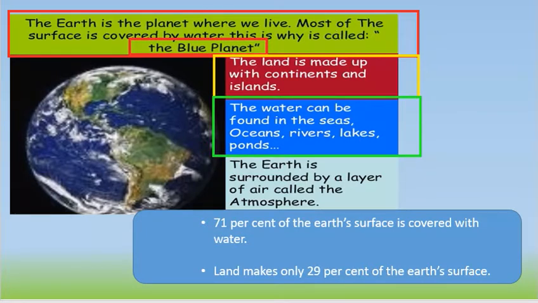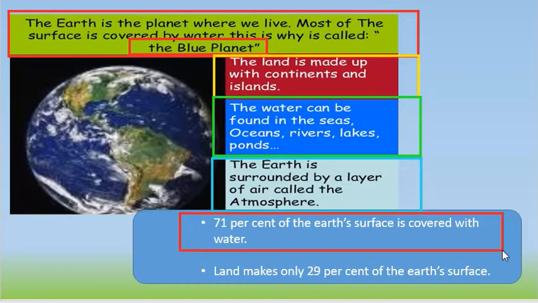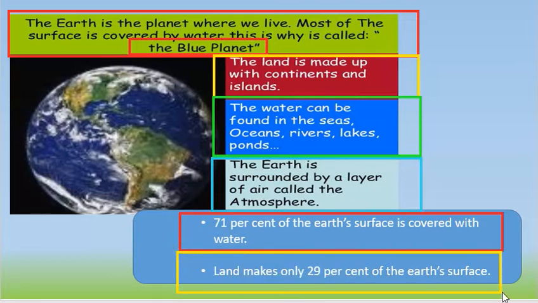The earth is surrounded by a layer of air called the atmosphere. We know 71% of the earth's surface is covered with water. Land makes only 29% of the earth's surface.